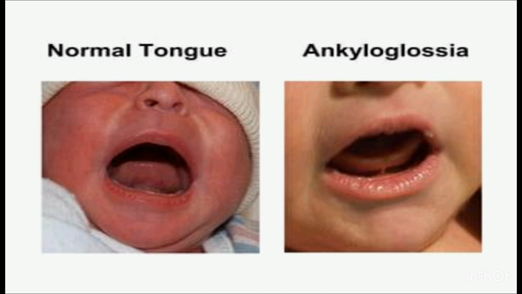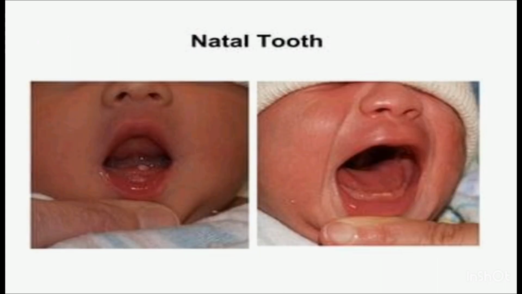This is the picture of normal tongue and ankyloglossia, which is also called tongue tie, where the tongue loses its range of motion because the frenulum fails to separate from the tongue before birth. This is natal teeth. Natal teeth are already present at birth. They are different from neonatal teeth, which grow in during the first 30 days after birth.